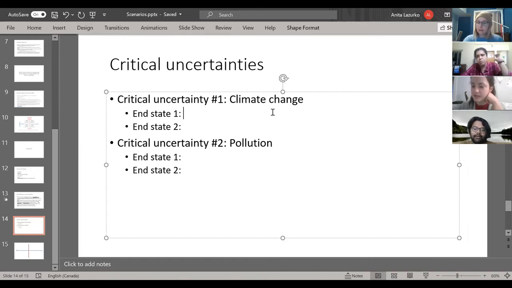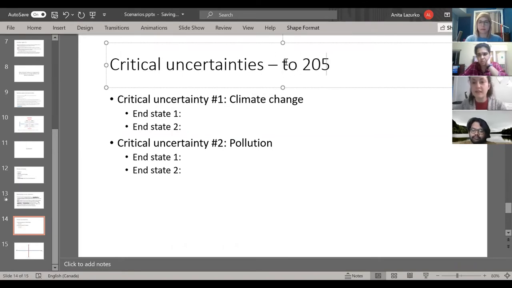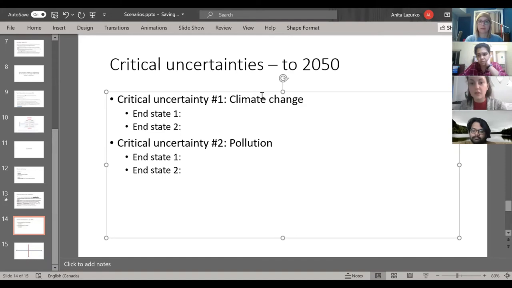Can you please define what you mean by an end state? Sure. Okay, that's a great question and is probably important. So say we're making these scenarios to the year 2050. Looking at the uncertainty of climate change in isolation from everything else, the state of climate change in the year 2050, what that might look like. So that could be defined by more extreme climate scenarios, like you could just say extreme sea level rise, for example, could be an end state, where the opposite end state might be low sea level rise or something like that. Does that help?